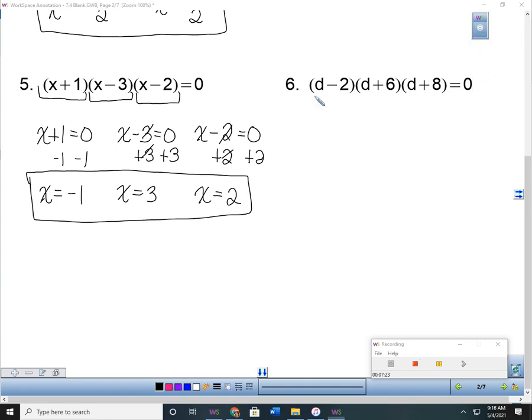All right, same thing over here. I have three factors, d minus 2, d plus 6, and d plus 8. So set all three equal to 0.